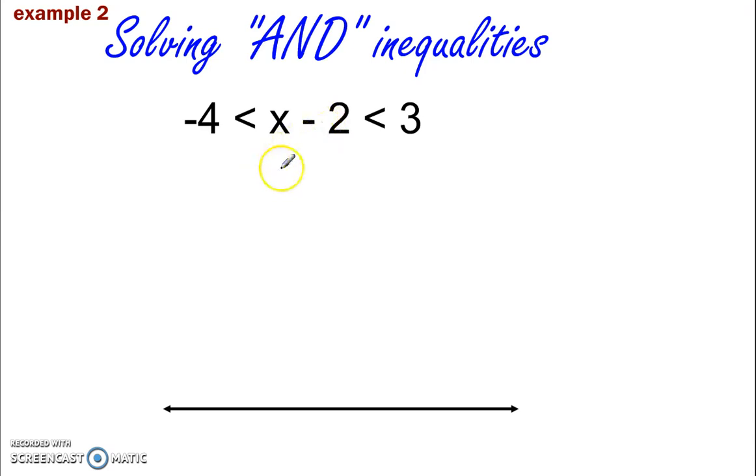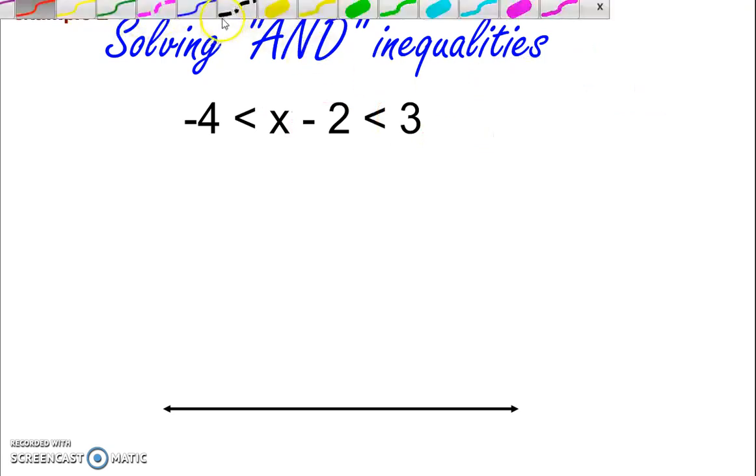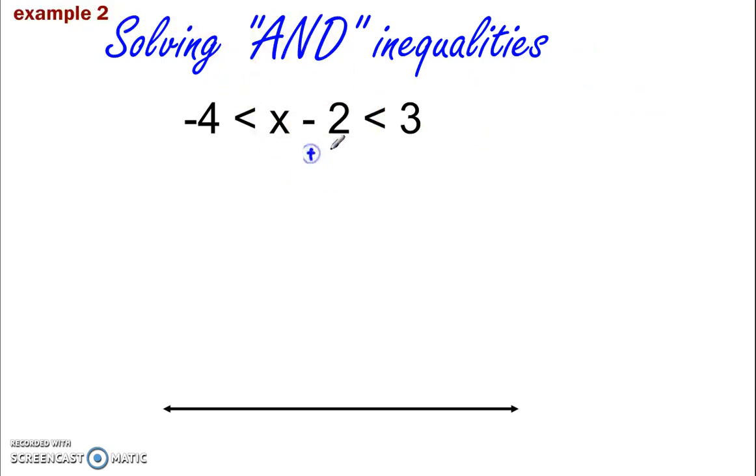Okay, solving AND inequalities. If I just showed you a part of this, without this -3, if you just looked at this statement, that would be pretty easy to solve, right? Just add 2 to both sides. Same thing if I just showed you this part of it. Add 2 to both sides. Well, it's exactly what you're going to do. We're just going to add 2 to this, and here, and here.